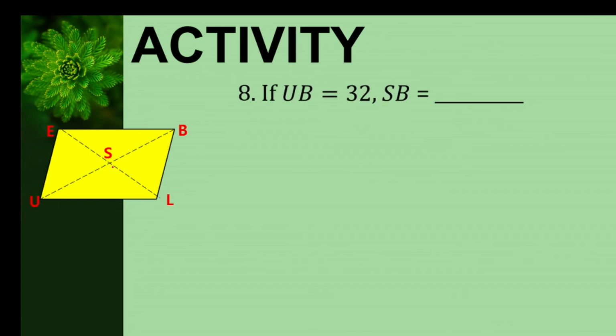Number 8. If UB is equal to 32, SB is equal to blank. UB is 32, wherein point S is the midpoint. Therefore, US and SB will have equal measures. So 32 divided by 2, SB will have a measure of 16.